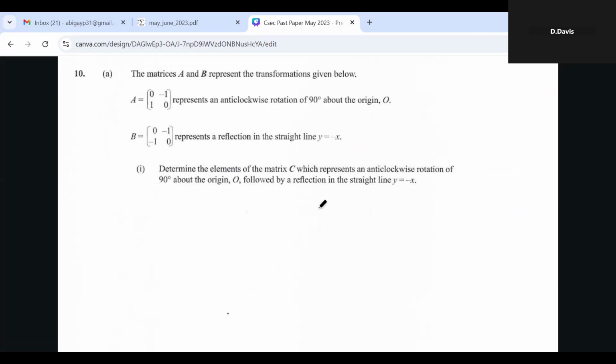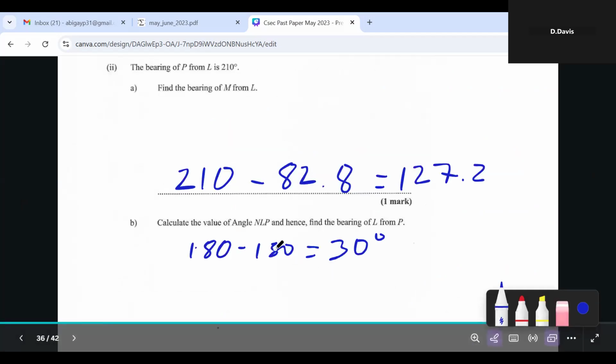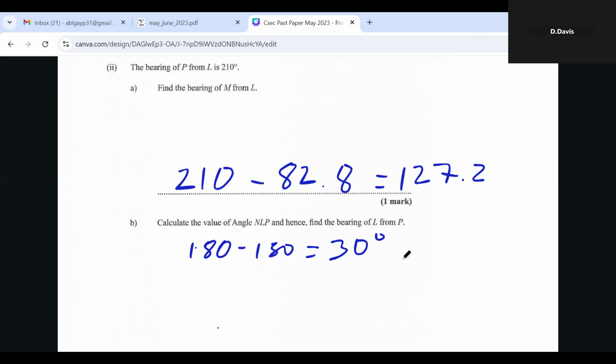Number 10. Hey, Abby. Yes? Was that 180 degrees minus 180 degrees? No, 150. Oh, okay. 180 minus 150 equals 30, yes. Okay, thanks.